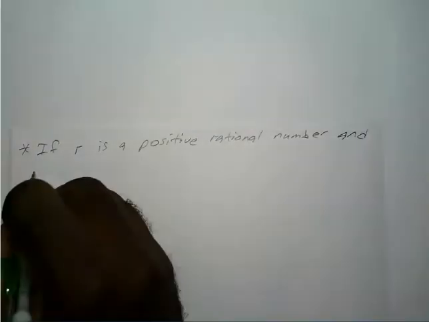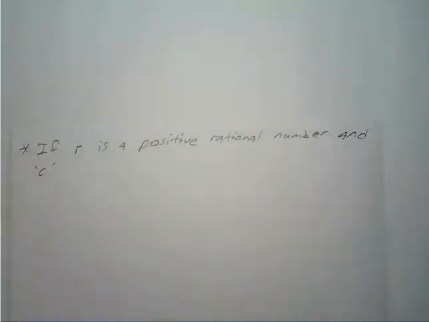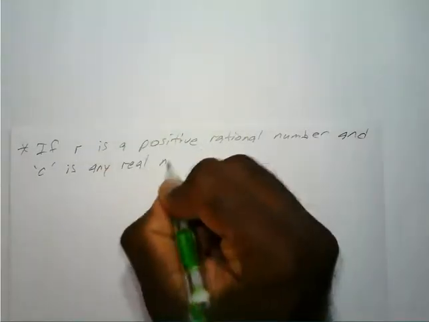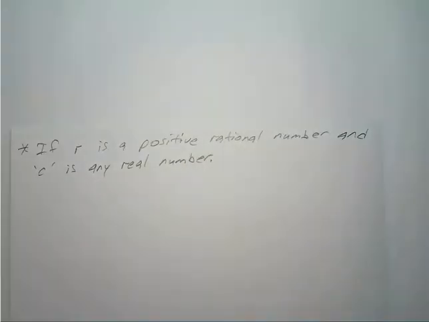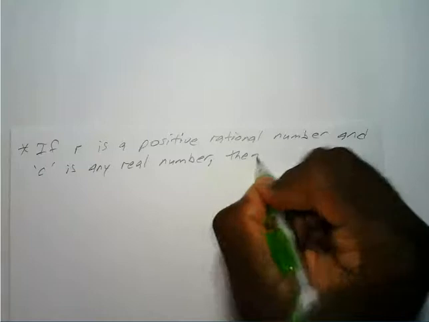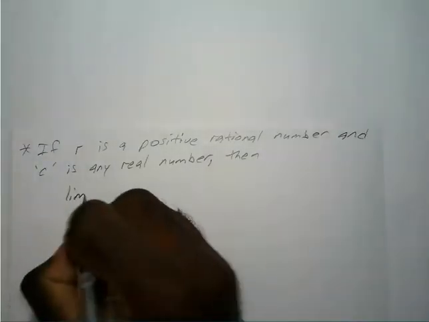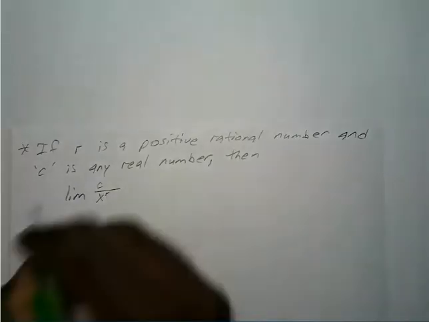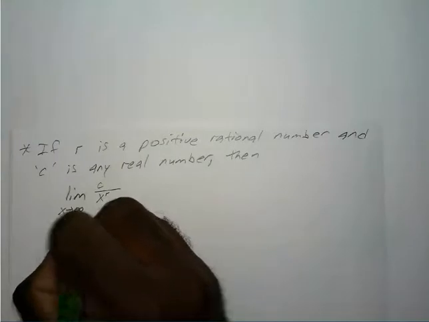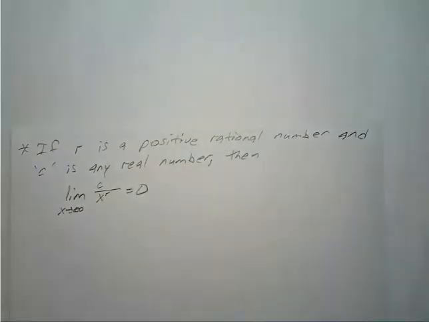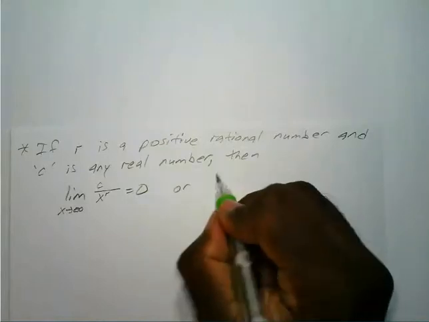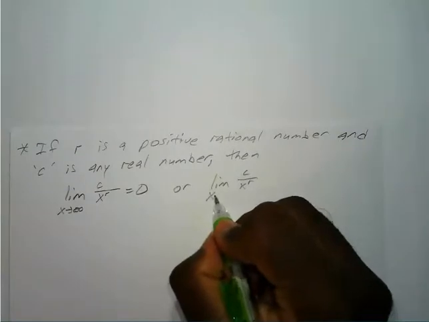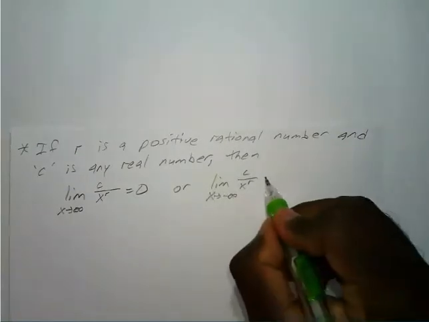And we know that some variable c is any real number, then that tells us that the limit of some constant c over x to the r power as x approaches infinity equals 0. Or the limit of some constant over x to the power of r as x approaches negative infinity equals 0.